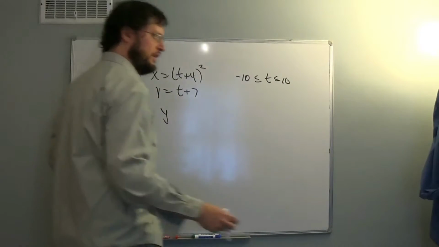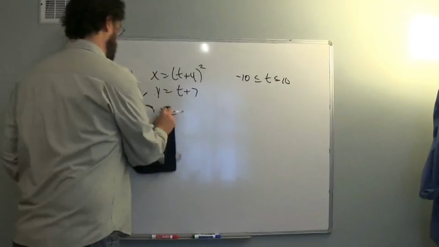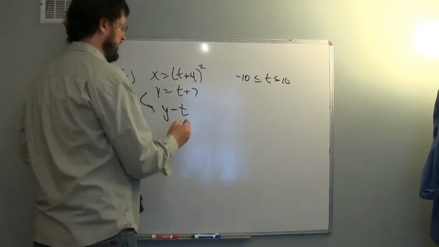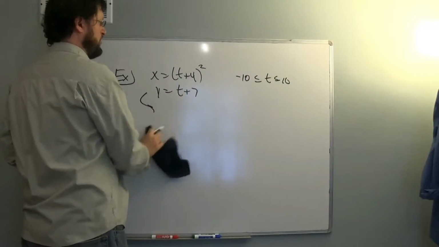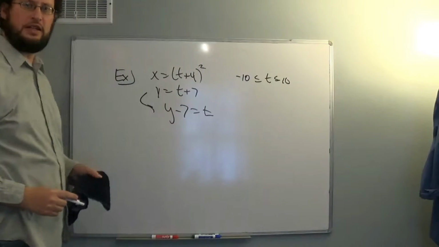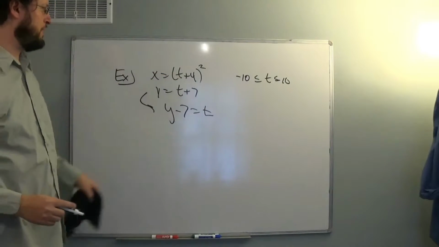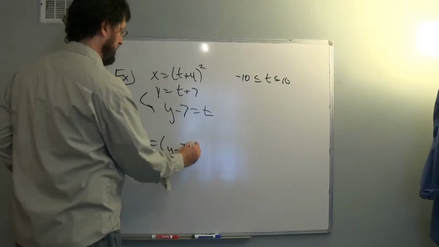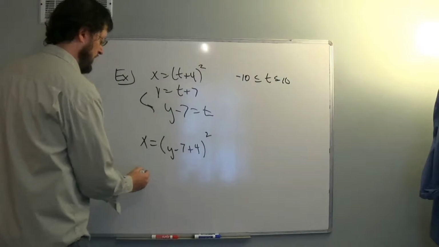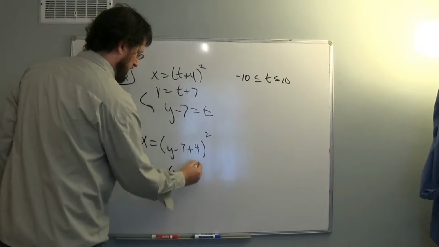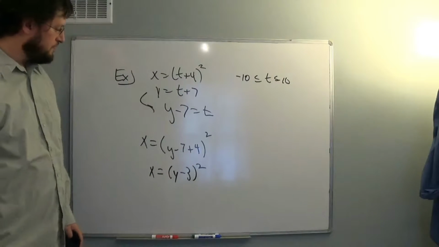If I solve for t, then we get y minus... well, let's actually subtract 7. If we subtract 7 from both sides, I get y minus 7 is t, and then plug it back in up here for t. So x is equal to (y minus 7 plus 4) squared. So x is equal to (y minus 3) squared.